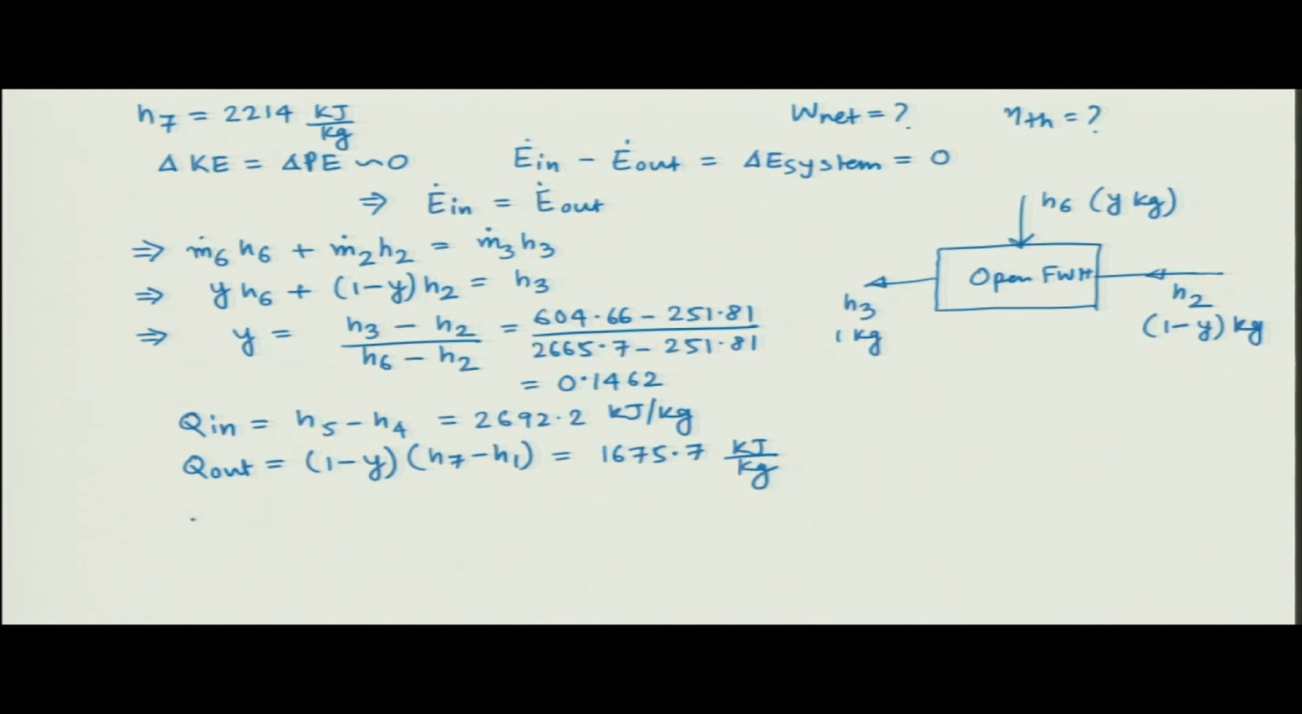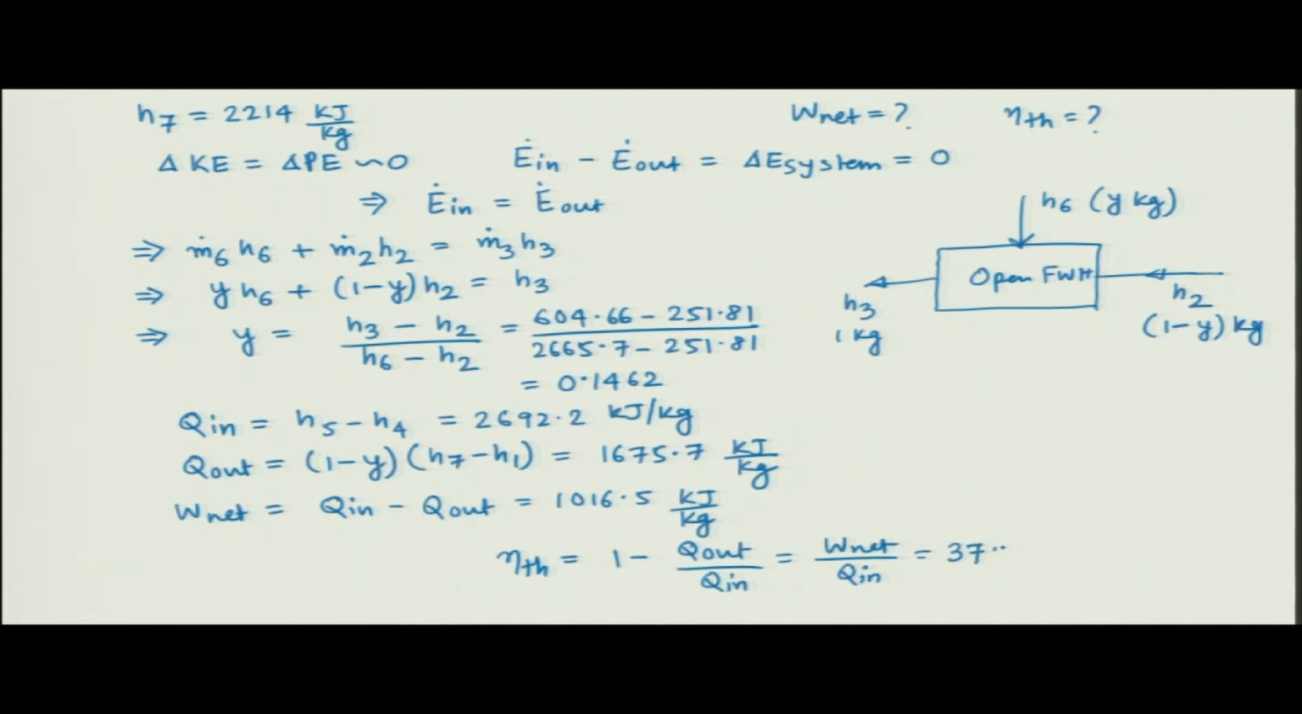Now you can calculate what is the net work output. Net work output will be Q in minus Q out, and that is 1016.5 kilojoule per kg, and the thermal efficiency will be 1 minus Q out upon Q in, or basically W net upon Q in, and you can calculate this number as 37.8%. So, that will be the efficiency of this ideal regenerative cycle. So, this brings us to the end of this problem.